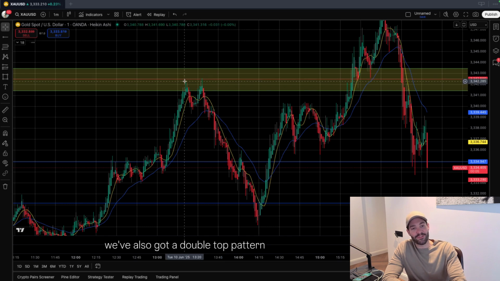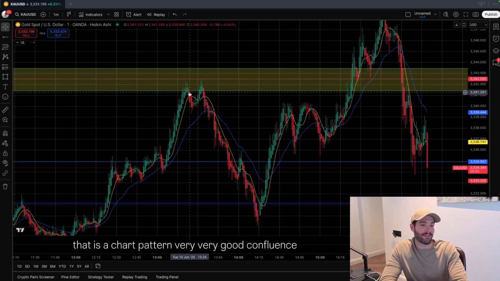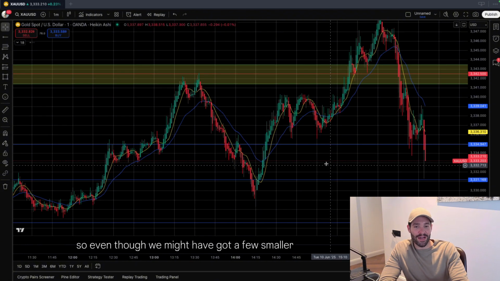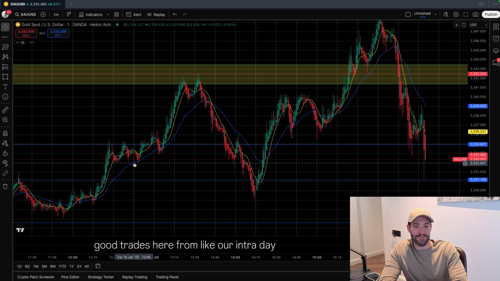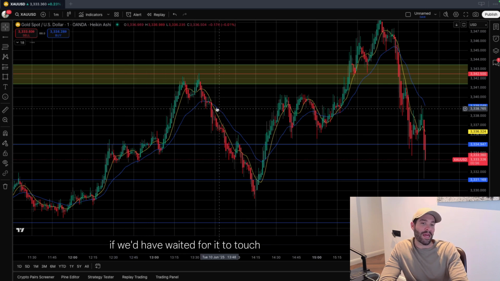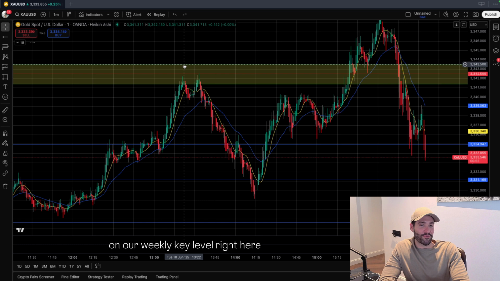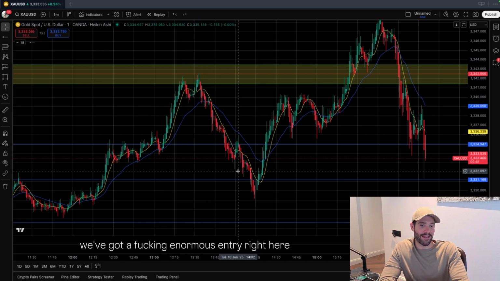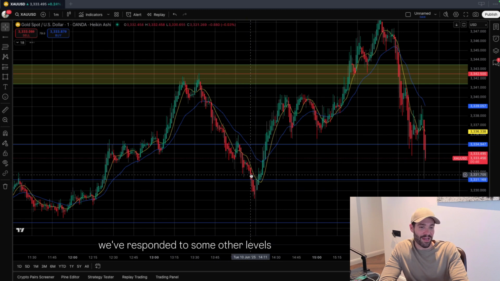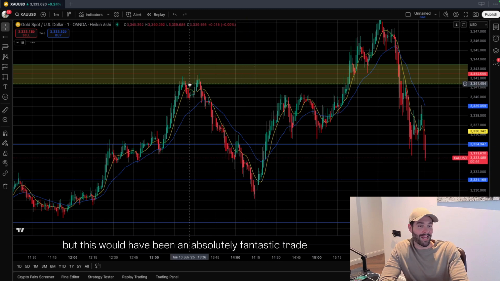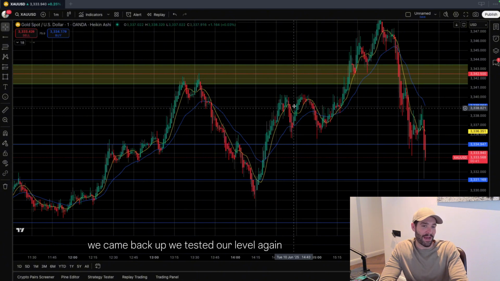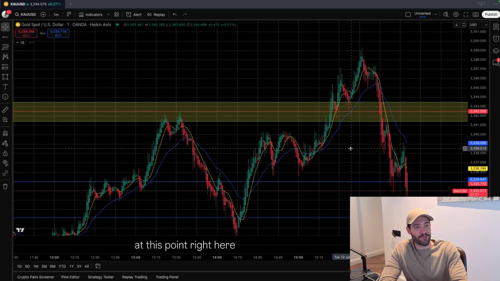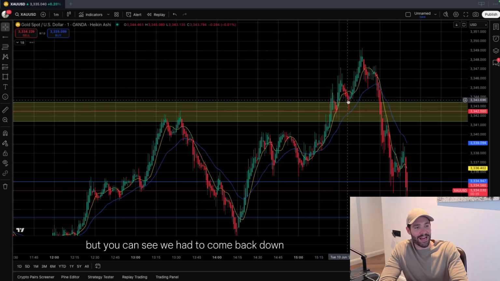We've also got a double top pattern. That is a chart pattern, very, very good confluence. So even though we might have got a few smaller good trades here from our intraday, if we'd have waited for it to touch our weekly key level right here, we've got an enormous entry. We've come back down, we've responded to some other levels, it's wavered a bit, but this would have been an absolutely fantastic trade. We came back up, we tested our level again, we actually got a breakthrough at this point, but you can see we had to come back down, we had to retest.